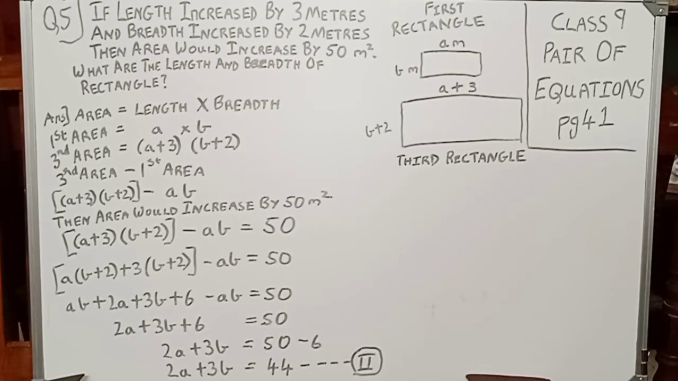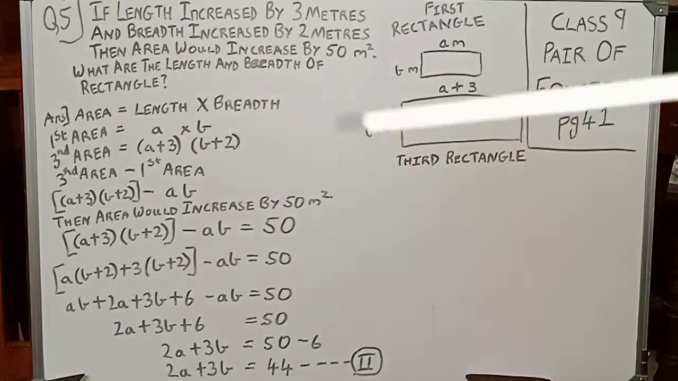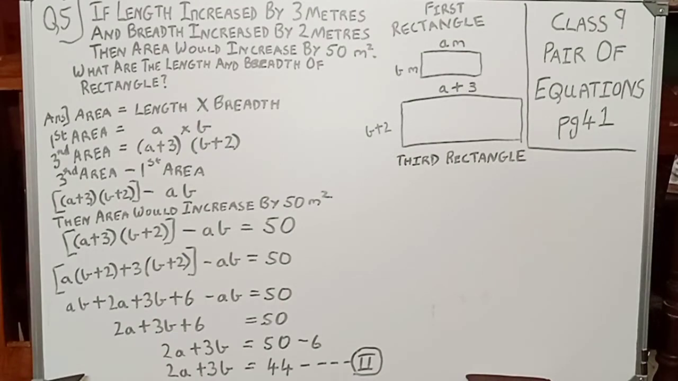For the first rectangle, the area would be length a meter into b meter, so the first area would be AB. Now the area of the third rectangle would be a plus 3, which is the length, and b plus 2, which is the breadth. So length into breadth would be (a plus 3) into (b plus 2). Both are in separate brackets and in between there is no sign, which means it is understood to be a multiplication symbol.